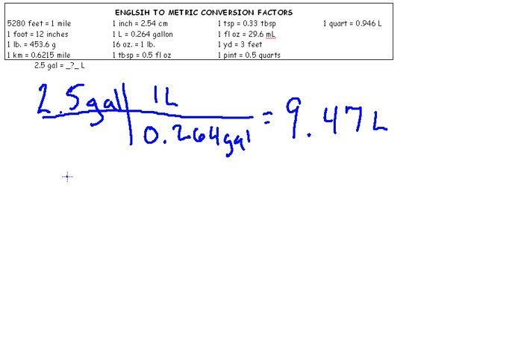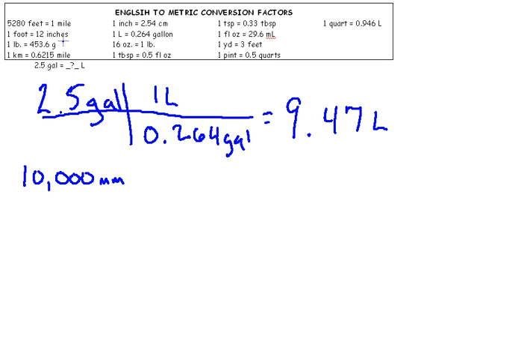Now, if we had to convert again, say from something like in the English system to a metric system where we can't do it in one step. So for instance, if we wanted to convert millimeters to miles, let's make up a new problem. Say we have 10,000 millimeters, and we want to convert this to miles.